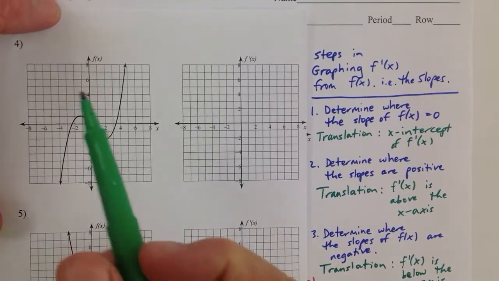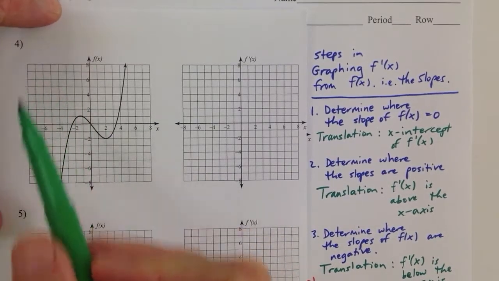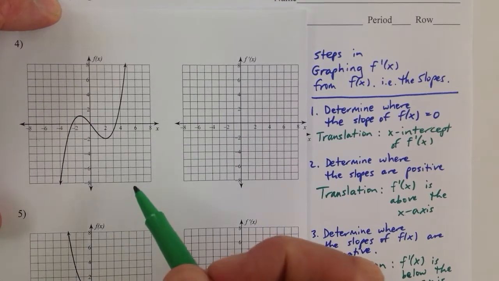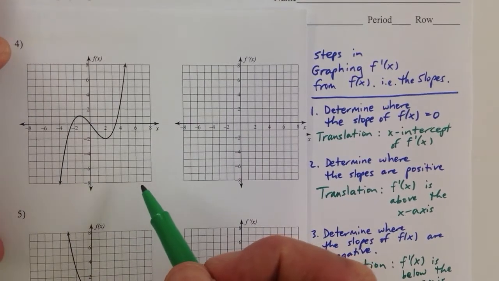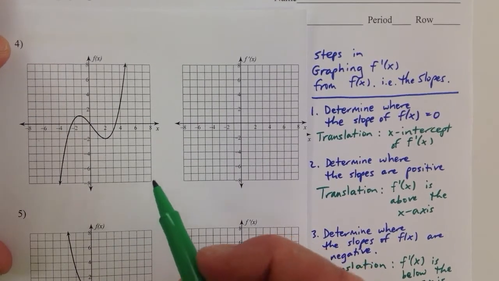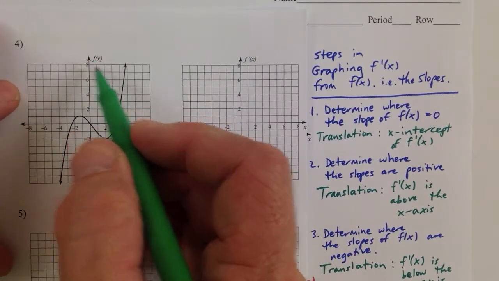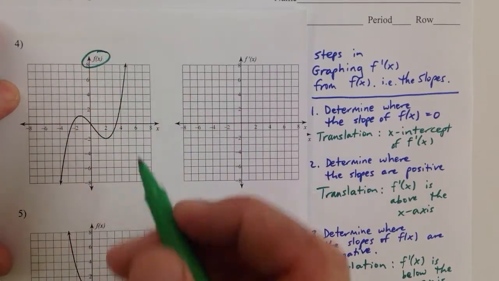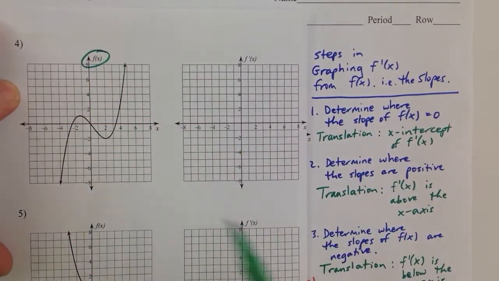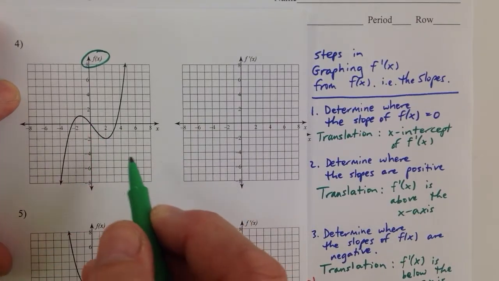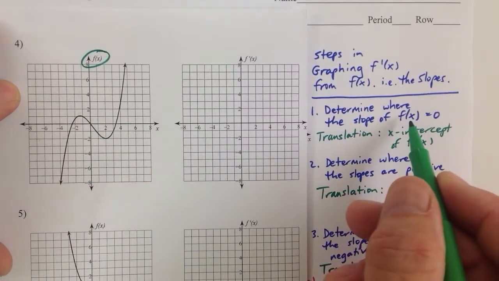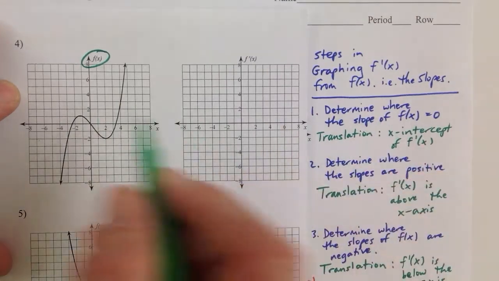In this video, we're just going to go ahead and do the example numbers 4, 5, and 6 in the day one notes for graphing f prime from f. And here, on the left-hand side, we have the graph of f of x. If we just follow our steps, we want to determine the x-coordinates at which the slope of f is equal to 0.